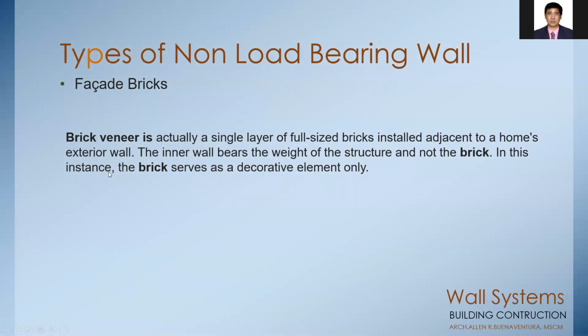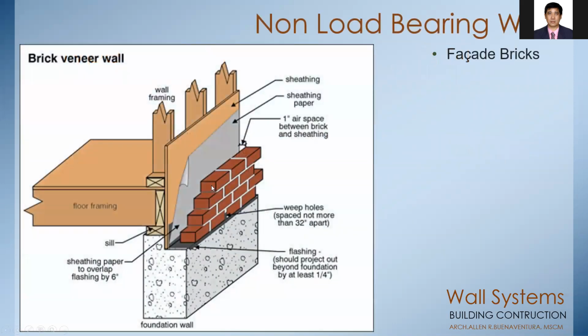The other type of non-load bearing wall is the facade brick. The brick veneer is usually a single layer of full-size brick installed adjacent to a home's exterior wall. So the inner wall bears the weight of the structure and not the brick. In this instance, the brick serves as a decorative element. This is an example of a brick veneer wall.